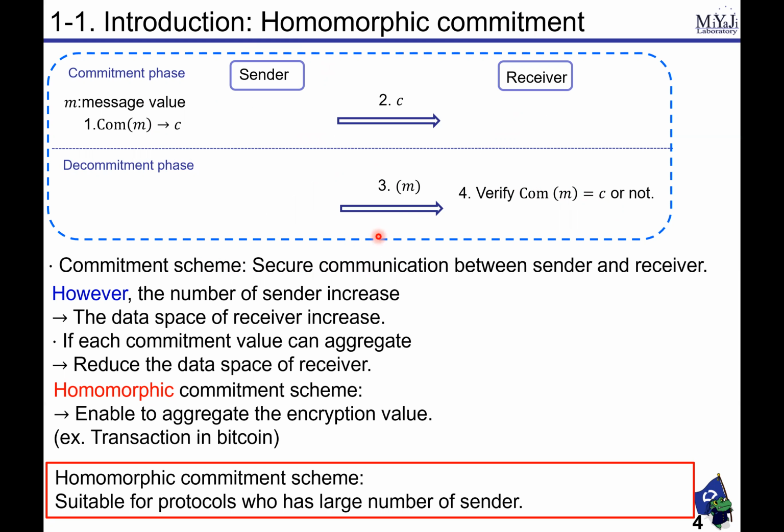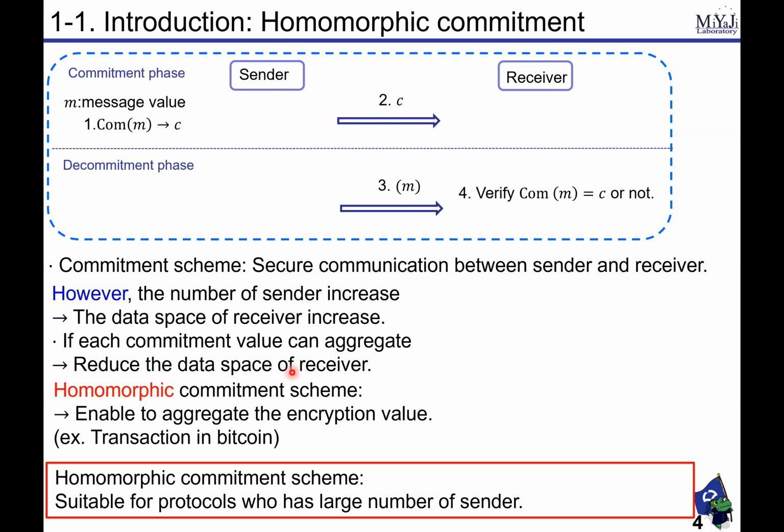However, let's think about what happens if the number of senders increases. Then the number of commitment values which the receiver receives is going to increase. That means the receiver has to get many commitment values. That is a problem, so we have to reduce the data space of the receiver. How do we achieve this? With a homomorphic commitment scheme.